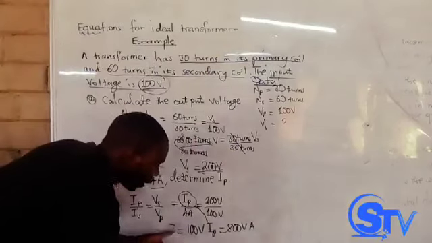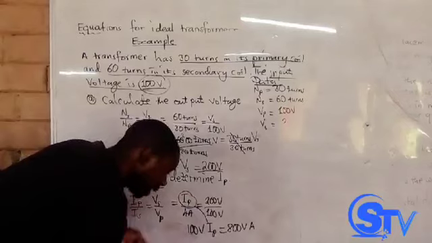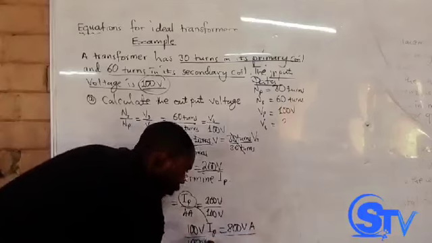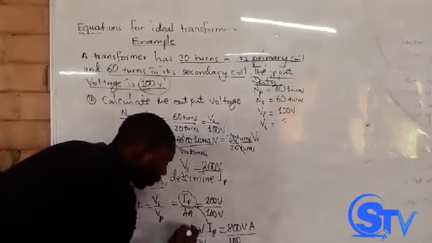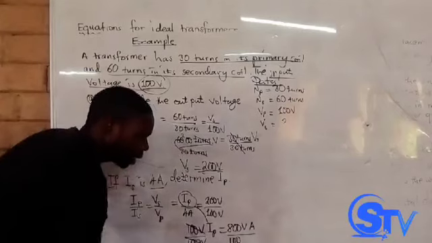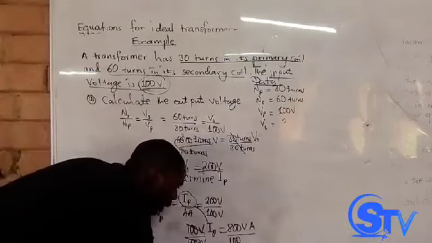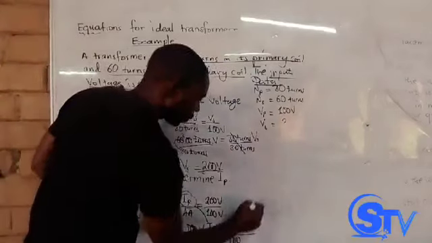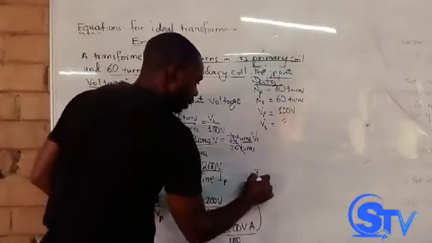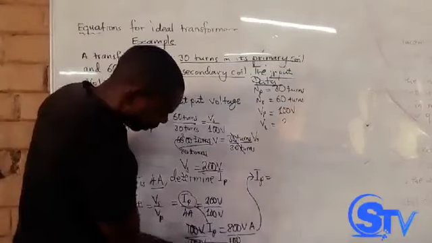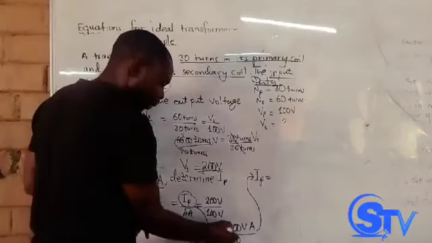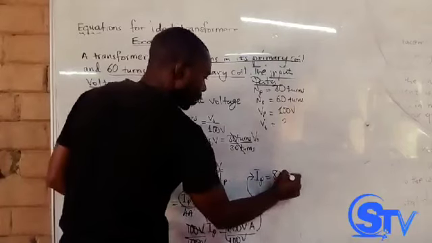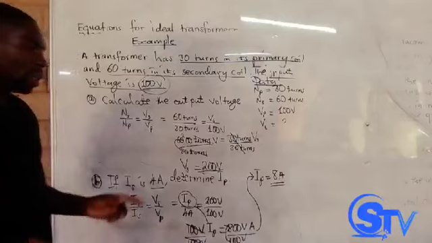Then from there, what we are going to do is to divide 100 volts on both sides, because what we want to find is the current in the primary coil. So the current in the primary coil is equal to, when you divide 100 into 800, the answer you have is 8 amps. So this is the current in the primary coil.